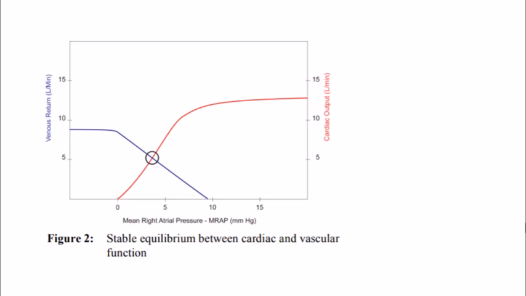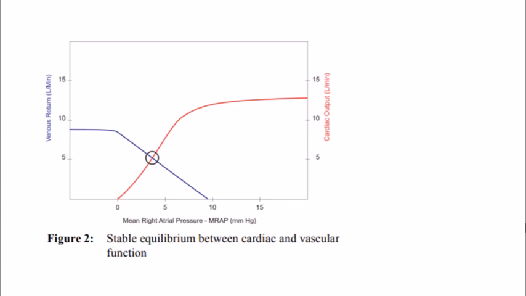This all seems a little confusing, right? Let's try looking at it graphically. What this graph here shows is that an increase in right atrial pressure results in a decrease in venous return. It also shows that an increase in atrial pressure causes an increase in cardiac output.